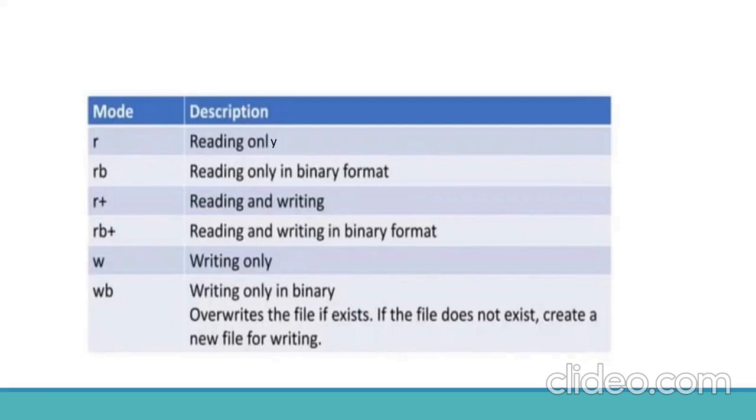Let's start with the basics. R, read mode. This mode opens a file for reading only. It places the file pointer at the beginning, seeking to retrieve information without altering the original content. An error is raised if the file does not exist. Next we have RB, read binary mode, similar to R but tailored for binary files. It reads the file in its raw binary format, maintaining data integrity.